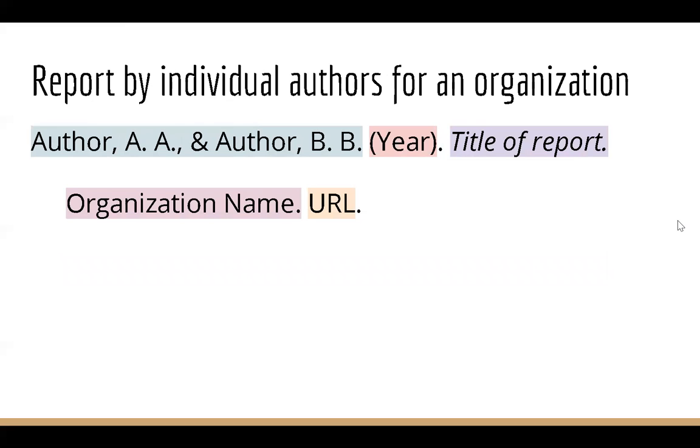If a report was written by an individual author for an organization, you'll want to give that author credit. To do that, we'll reorder the pieces of the organization-written citation. We'll start with the author or authors' names like we did with the journal article. We'll put that year in parentheses. Again, the title of the report in italics with only the first word or proper nouns capitalized. Then we'll put the organization name after the title of the report, and then we'll provide the URL.